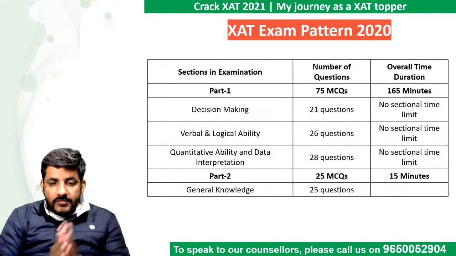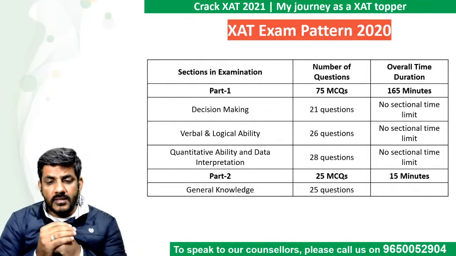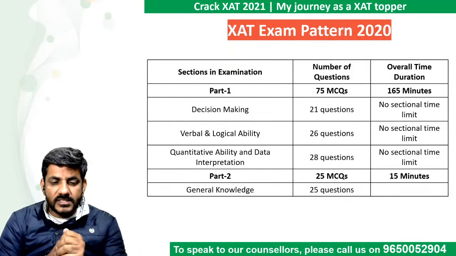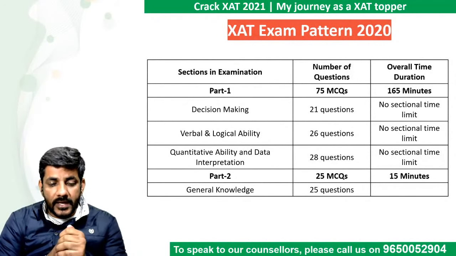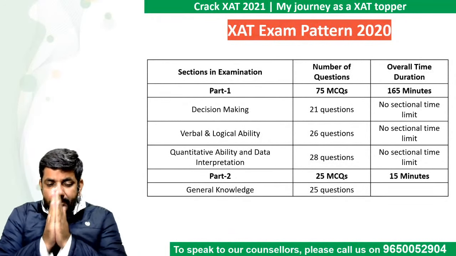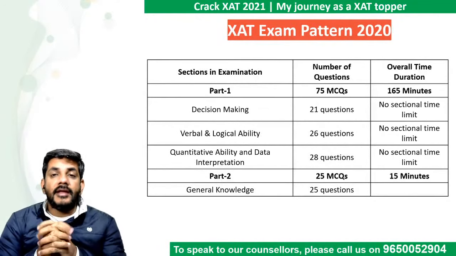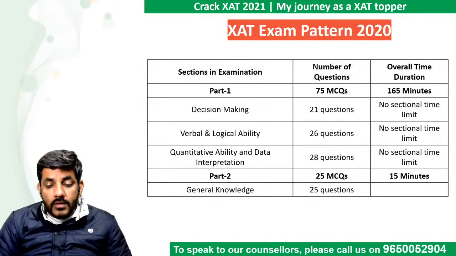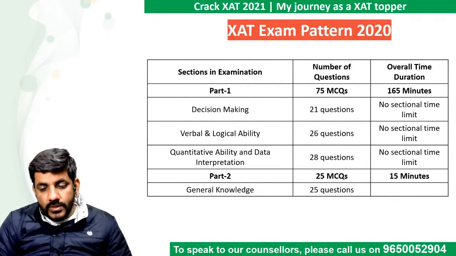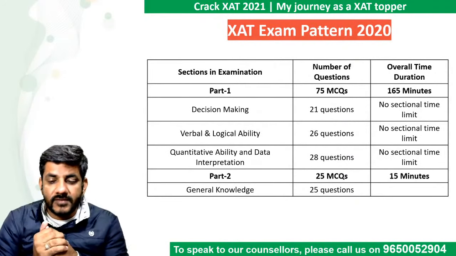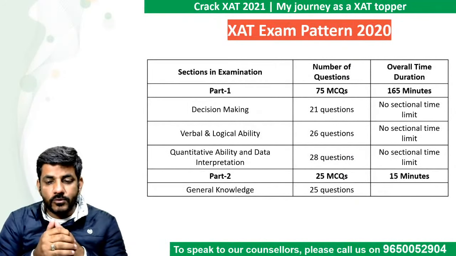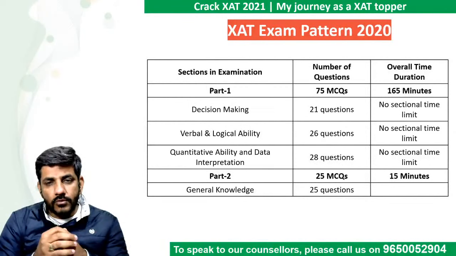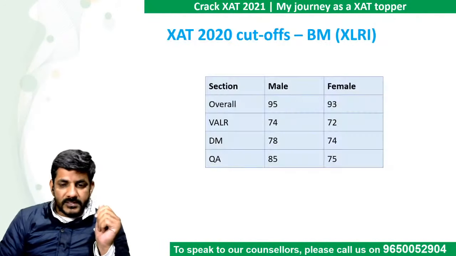First thing, you all know the XAT exam pattern now. There would be 75 MCQs: 21 questions in decision making, 26 questions in verbal and logical ability, and 28 questions in QA and DI. That makes it 75 questions, and there are 25 questions in part 2, which is general knowledge. Part 2 is of 15 minutes, part 1 is of 165 minutes. No sectional time limit, as I told you, all 165 minutes. You can do any one of the sections. That is completely up to you, how you want to do it. You already know about all these things.